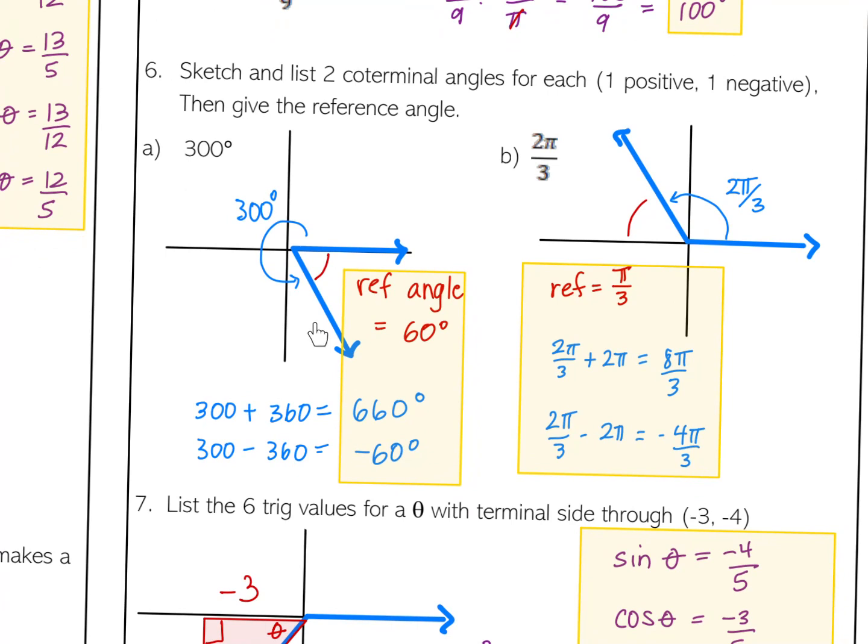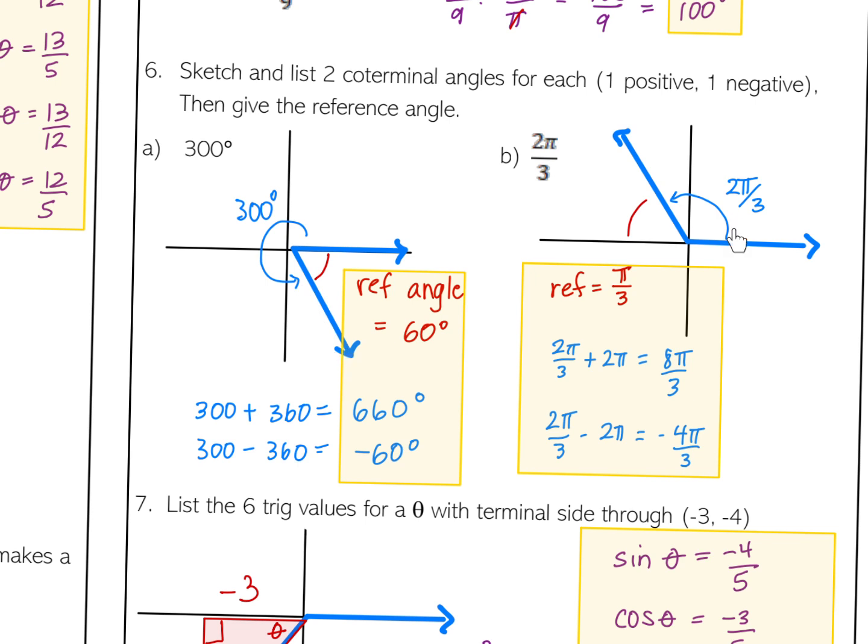And so 300 degrees is down here in quadrant 4. And the gap between the nearest x-axis and the line that you drew is 60 degrees. That's your reference angle. To find coterminals, remember you are adding 360, minusing 360. So these two angles here are other names for this exact same angle that's drawn.